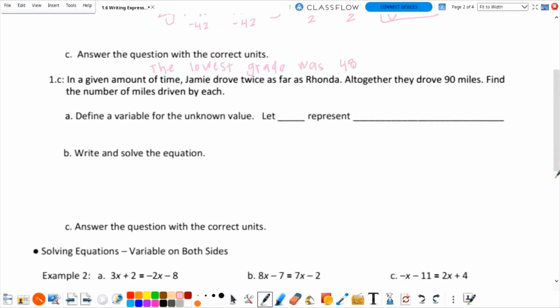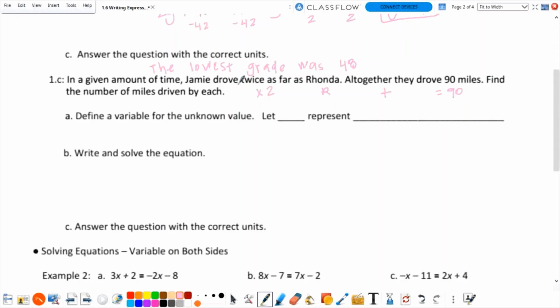All right, 1C. In a given amount of time, Jamie drove twice as far as Rhonda. Altogether, they drove 90 miles. Find the number of miles driven by each. Okay, so we said Jamie drove twice as far as Rhonda. Altogether, so once you add them together, they drove 90 miles. Find the number of miles driven by each.